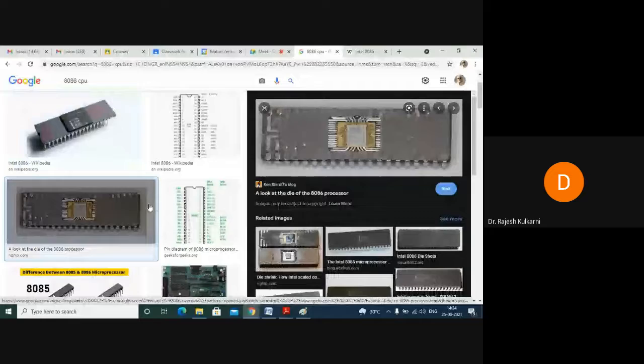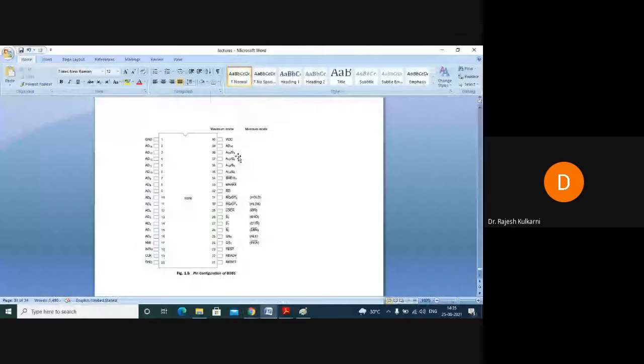You can see here, this is your 8086 CPU. You have pins 1, 2, 3, up to 20. Similarly, here also 20. So totally how many pins are there? There are 40 pins. We are going to discuss the purpose of each pin of the 8086 CPU.